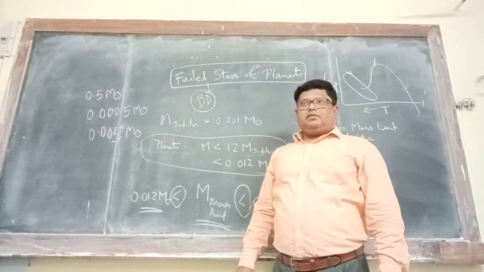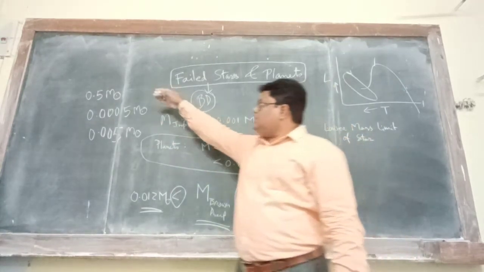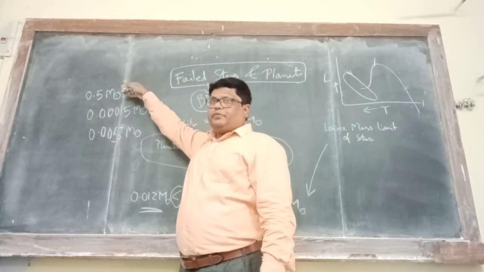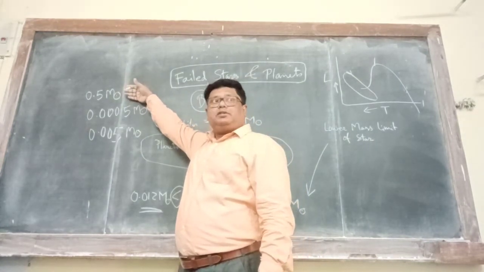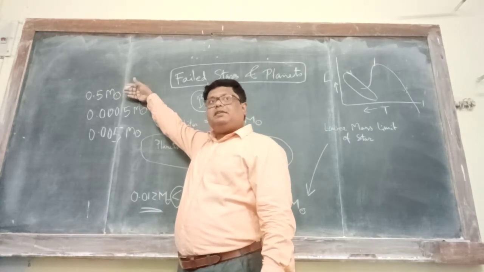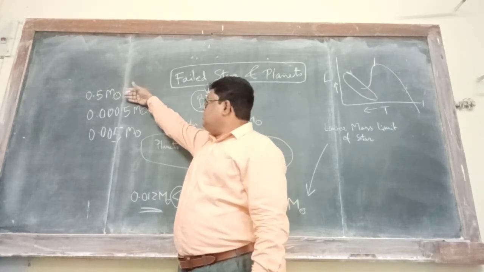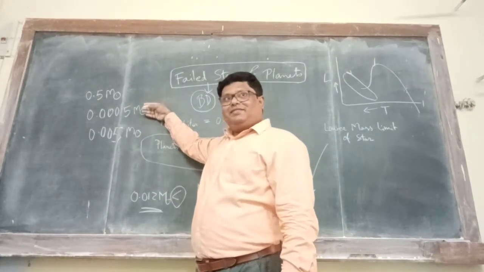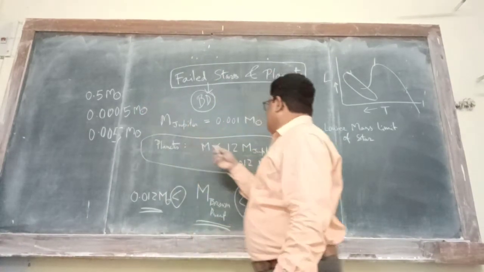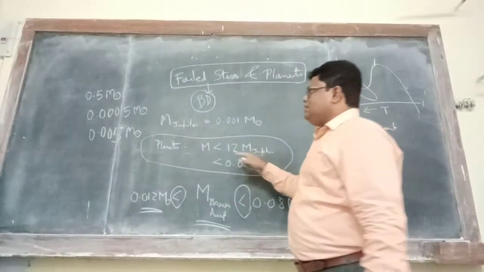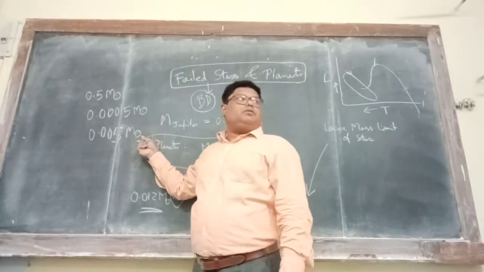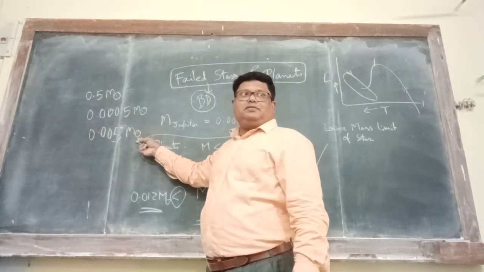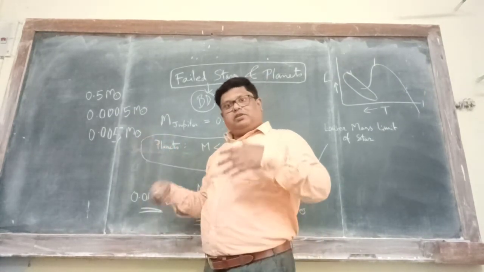The first one is a star. The first one will form a star, when nuclear fusion will be initiated because the mass is greater than 0.08. Okay, next one. Planet. Because the mass is lower than this value. And what about this one? This is a brown dwarf. Okay. So this is the first question.